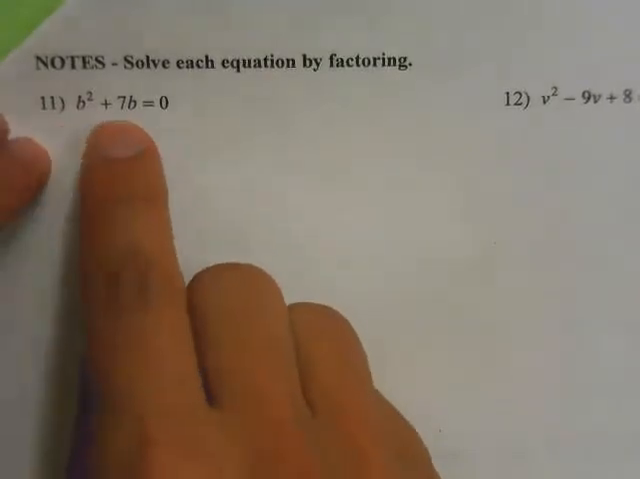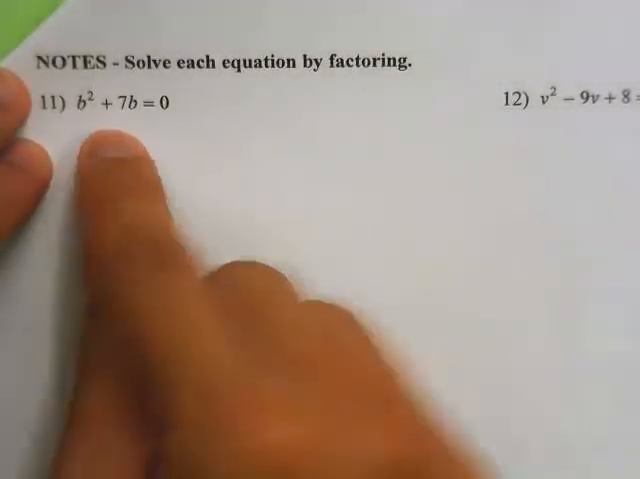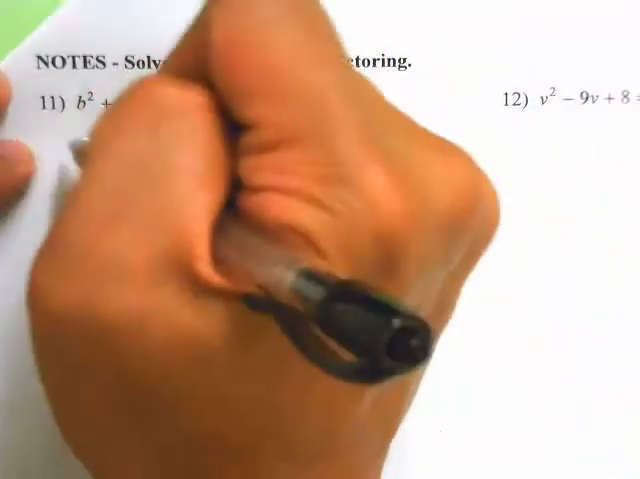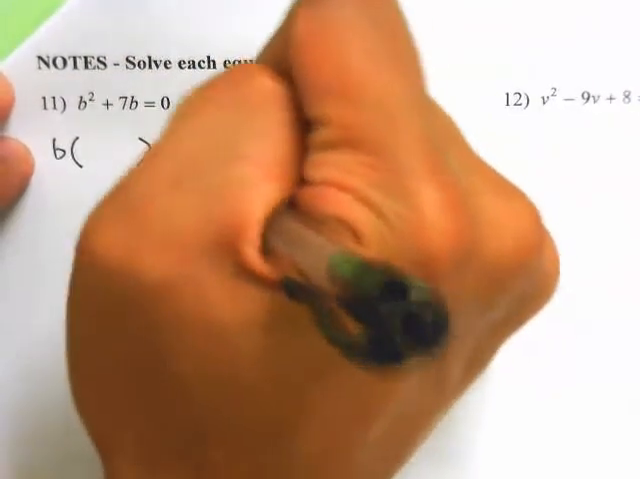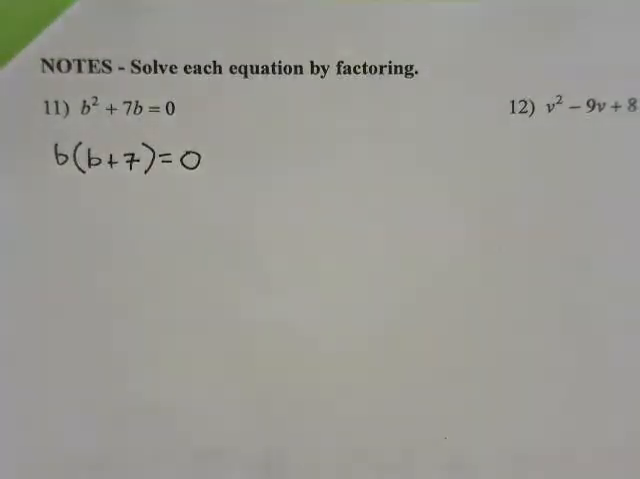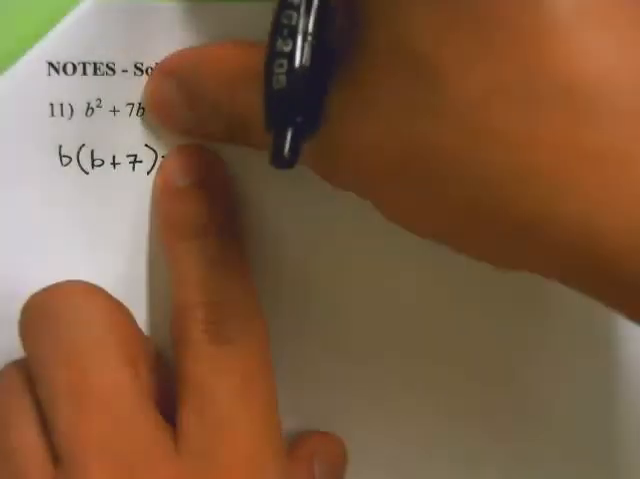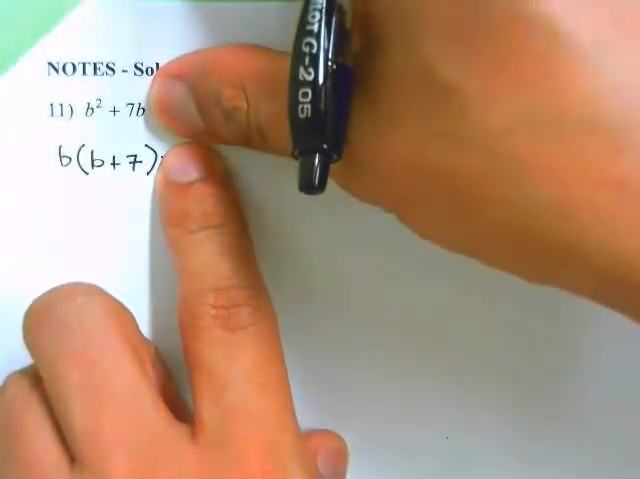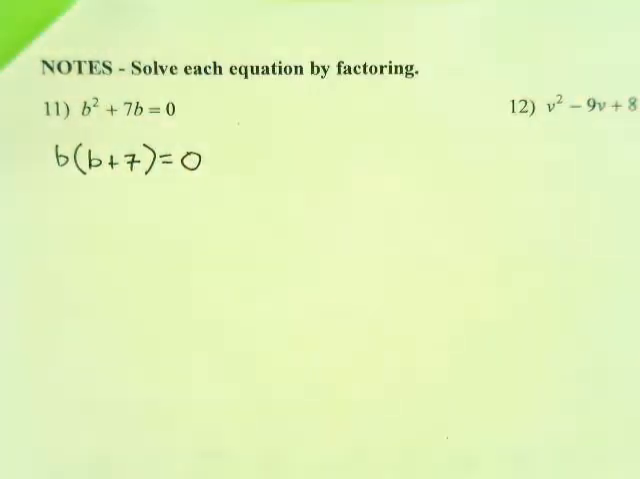They have a common factor of a b. So I'm going to do a GCF of a b. And then you have your leftovers b plus 7. Okay. So I think last class we reviewed the factoring part like this, and then there's now an equals 0.